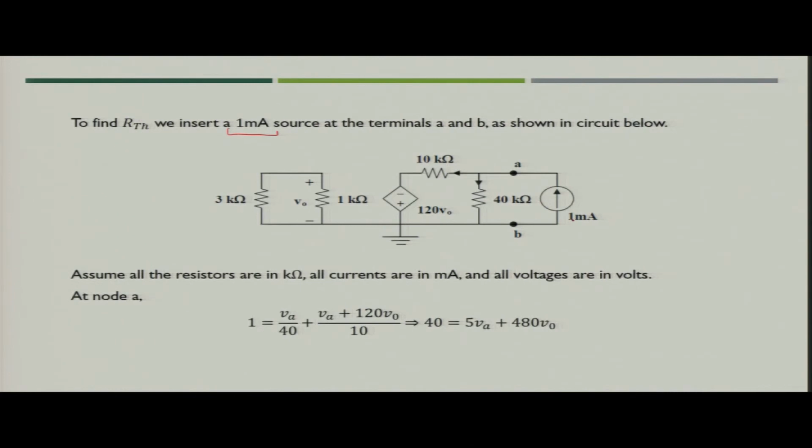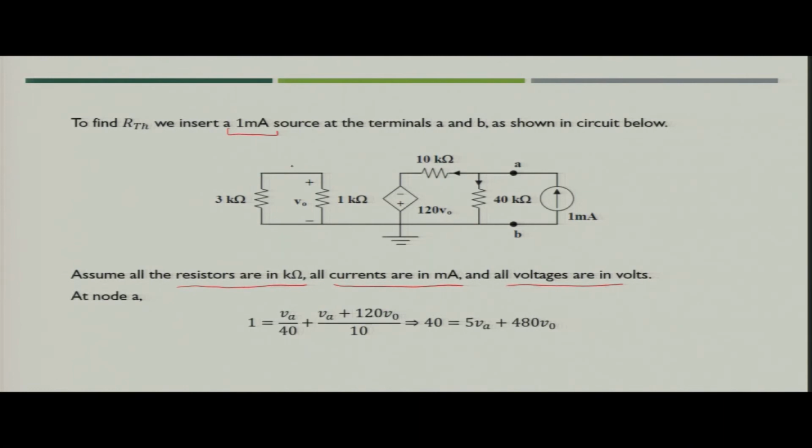Why 1 milliampere? Because the resistances are in kilo ohm. So, we can connect 1 milliampere so that the circuit can be simplified. So, what we have done? Since the resistances are in kilo ohm, we have added a current of 1 milliampere, so that the voltage would remain in volts. So, now you have got this circuit.